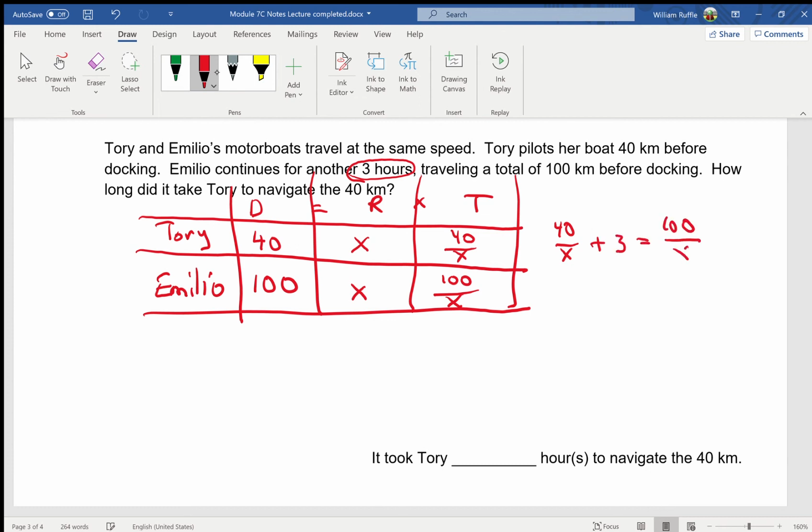time. And again, it's just like the last question, where we have the three fractions and we cannot just make them equal to each other.